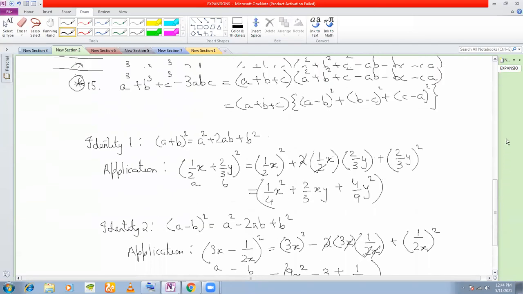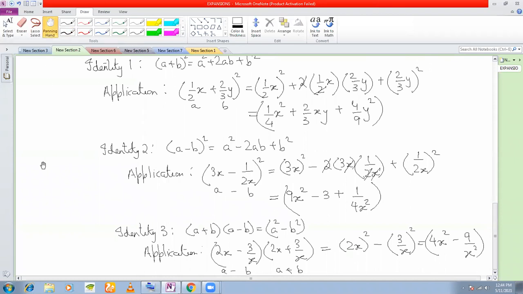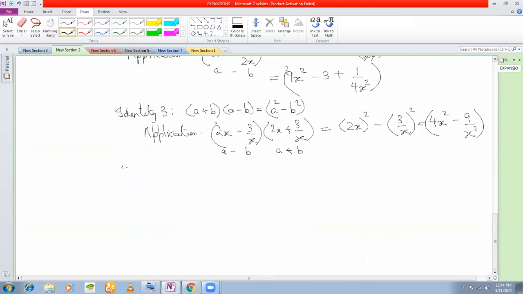And let's see what is your identity 4 here. Identity 4 here is a plus 1 by a. So let us see one application of this. This is a new identity to us. Identity 4: a plus 1 by a whole square is equal to a square plus 2 plus 1 by a square. That was your identity. Let us see one application of this.